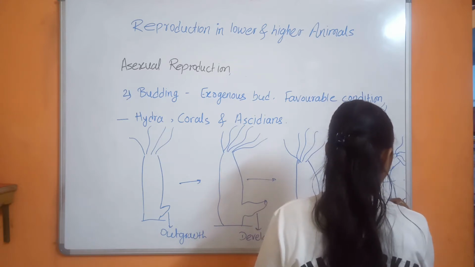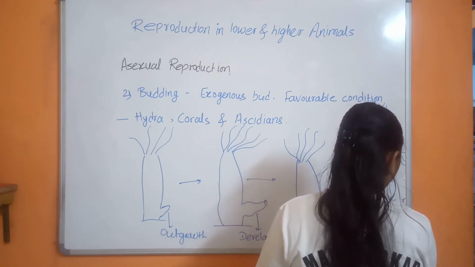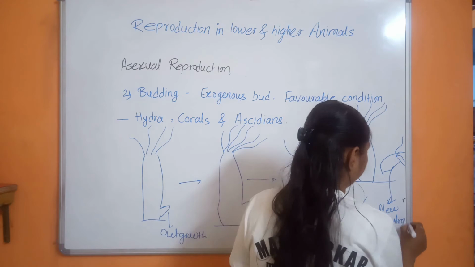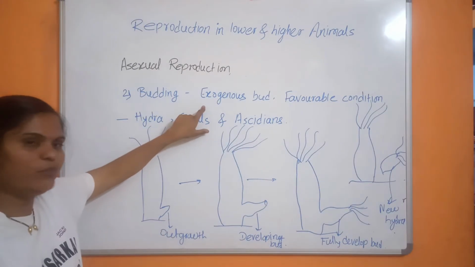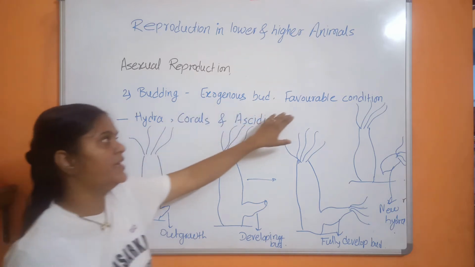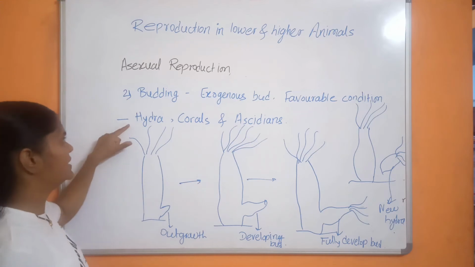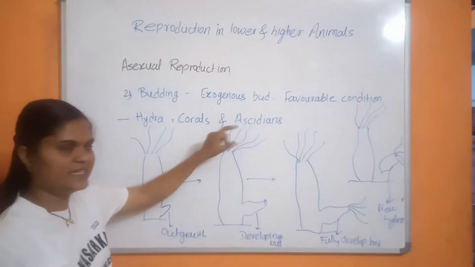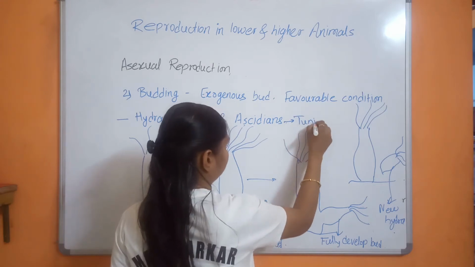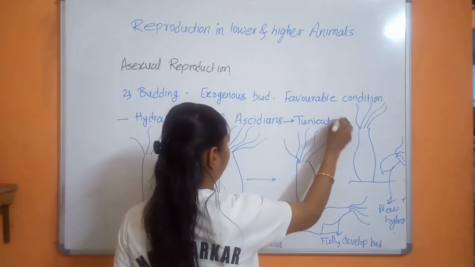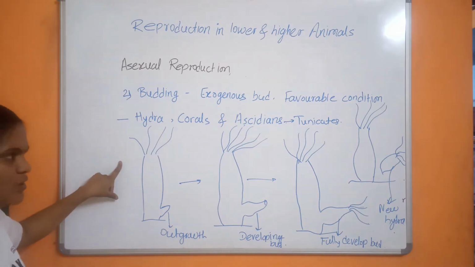Yes, this is the new Hydra which detached from the parent body. So budding, this type of bud, is an exogenous bud. It occurs during favorable conditions. Examples of budding are Hydra, corals and ascidians, that is tunicates, commonly called tunicates. So we see the example of budding in the case of Hydra.